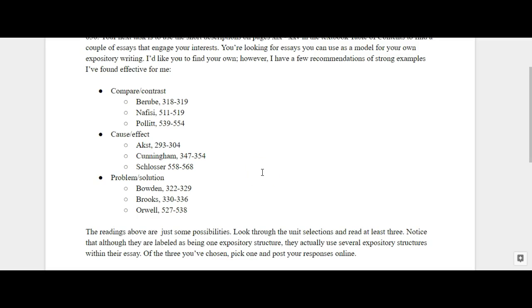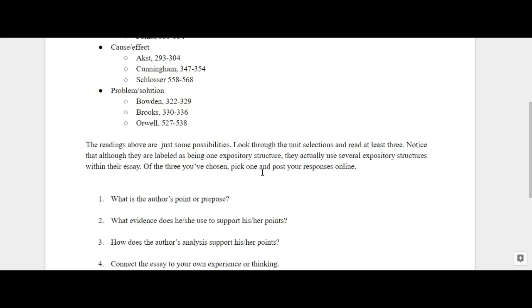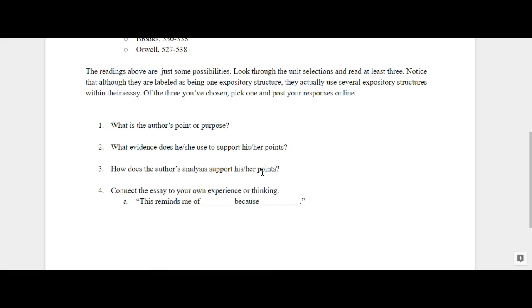Look through those unit selections, read at least three. Notice that although they are labeled as being one expository structure, they'll actually use several expository structures within their essay. So once you've chosen a couple and read through them, pick one and then post your responses to these questions online. First question: what is the author's point or purpose of the essay?